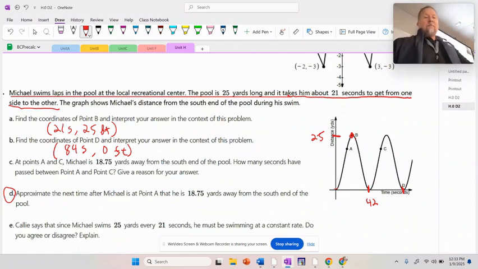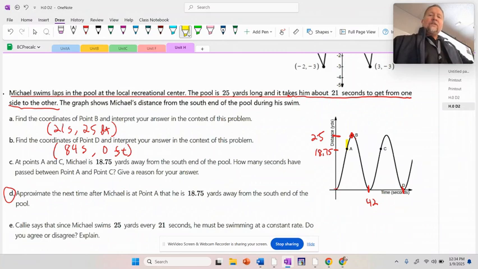Okay, this was interesting. At points A and C, it's 18.75. And then, you know what? Oh, I shouldn't do this. But I want to show you how I found the actual answer to this question. Here's what I did not read. Oh, no, I'm not on that yet. Sorry. At points A and C, Michael is 18.75 away from the south end of the pool. How many seconds have passed between point A and point C? What's your guess on that?